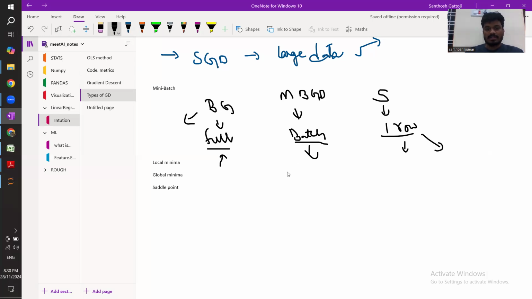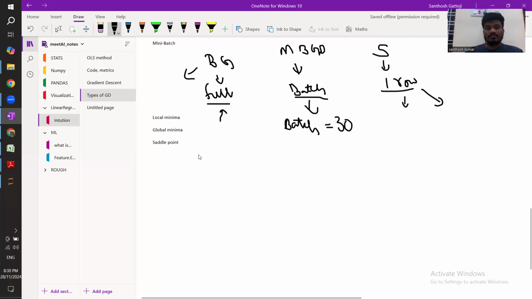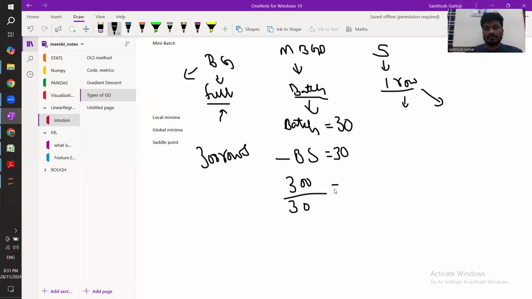Let's say batch size equal to 30. That means every time we take 30 rows. If my data set has 300 rows and my batch size is 30, how many batches do we have? 300 by 30, so 10 batches. Agree? So in each batch, it will update.